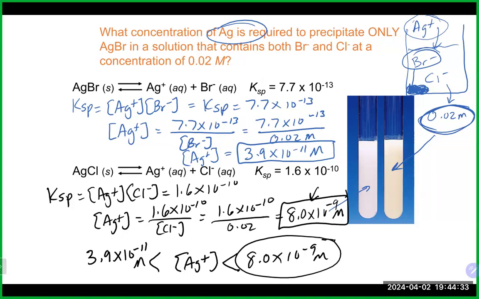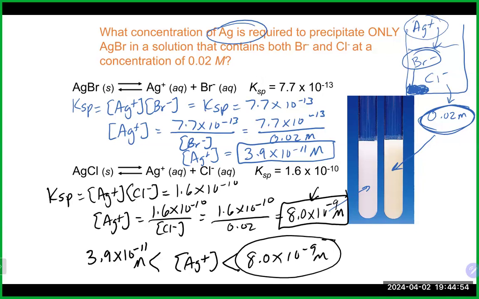So, although they are again both using the same reagent, the silver, to precipitate out, by controlling the concentration of the silver, you can selectively grab out one ion from the solution and keep the other one still in the solution. Any questions on that?